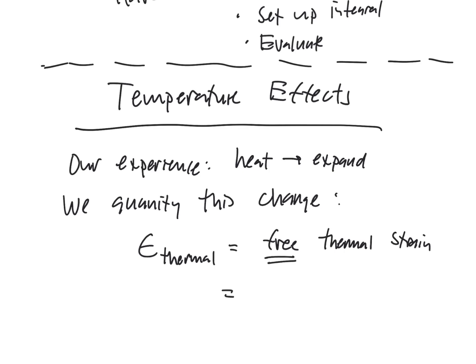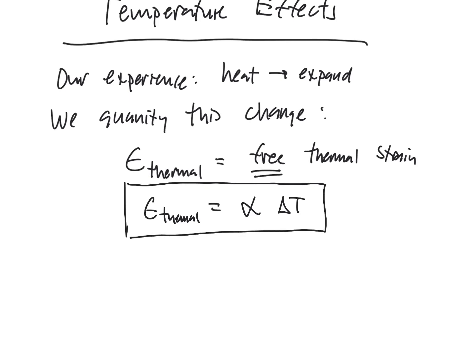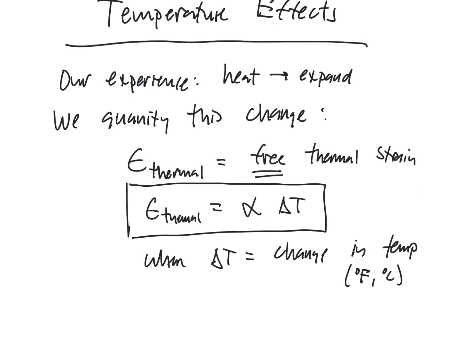And we quantify that by writing the following. We're going to call this alpha times delta T. Let's write that one more time. The free thermal strain is alpha times delta T. Now that delta T, you probably can guess what that is. Delta T is equal to the change in temperature. And clearly that's going to have units associated with it. It's either going to be degrees Fahrenheit or degrees Celsius. So one of those two things.